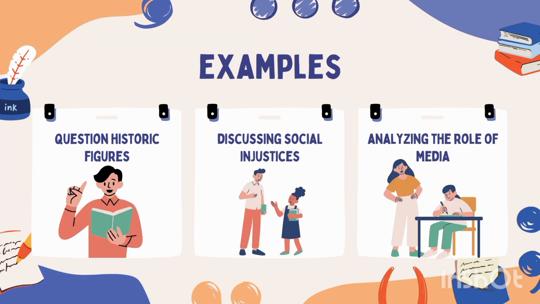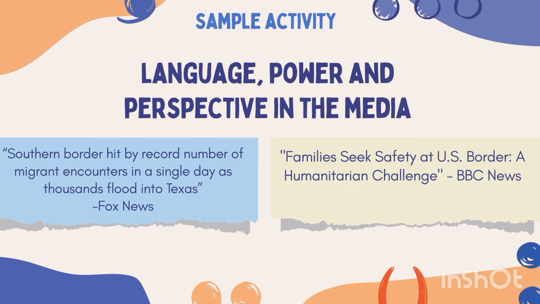Some examples in which we can find CLP in classrooms would be teachers questioning controversial historic figures, and having open discussions about social injustices, and exploring themes like race, gender, social class, or nationality. And lastly, analyzing the role of media in language, which leads me to my sample activity.